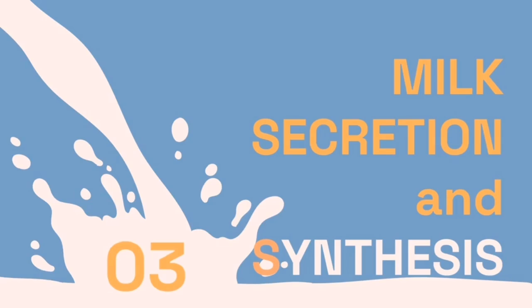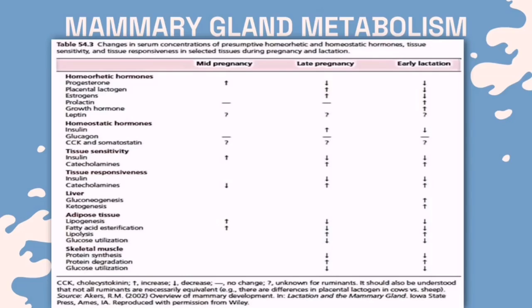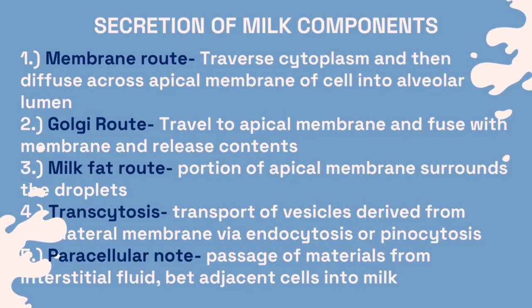Milk secretion and synthesis. The milk secretion and synthesis include the increase in appetite, GIT size and function, nutrient metabolism, and weight loss. It takes place during mid to late pregnancy and into lactation. The tables shown are the changes in serum concentrations of presumptive homeostatic hormone, tissue sensitivity, and tissue responsiveness in selected tissues. The secretion of the milk components has 5 routes. These are the membrane route, Golgi route, milk fat route, transcytosis, and paracellular route.